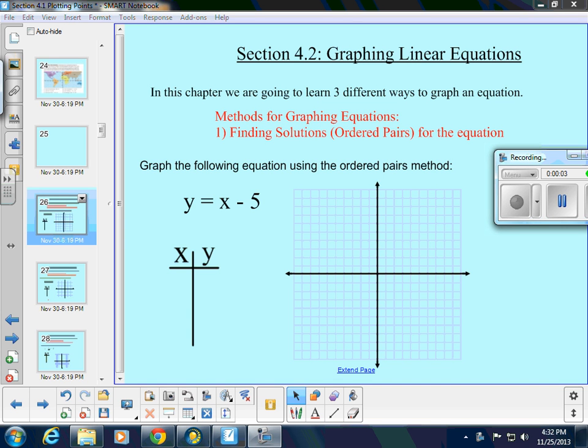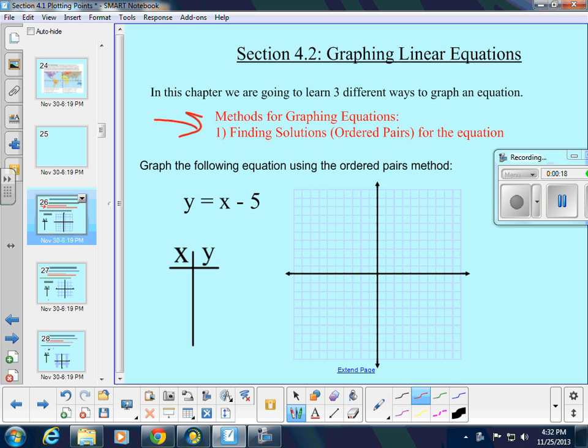Today's lesson is on section 4.2, graphing linear equations. So far in this chapter we covered section 4.1, which is a little bit of a review of plotting points and getting a little bit of graphing. What I'm going to mention today is that in this entire chapter we're going to learn three different ways, as it says up here, to graph an equation.